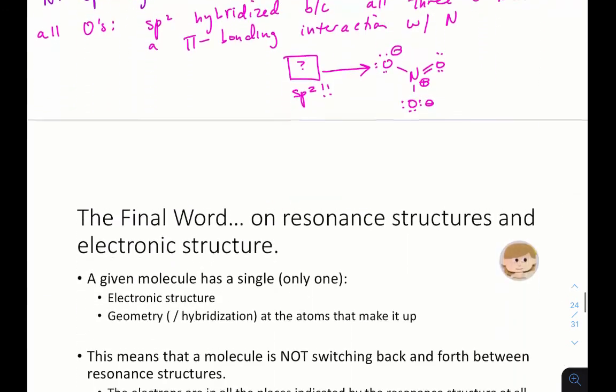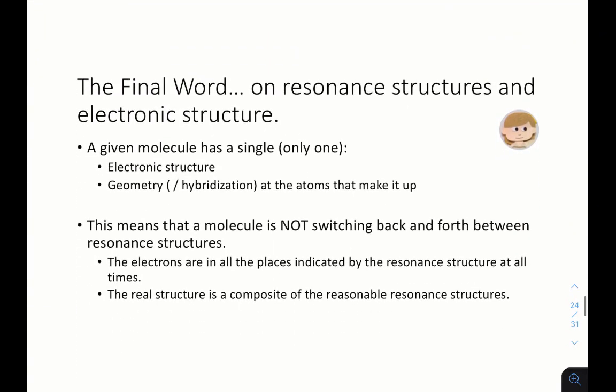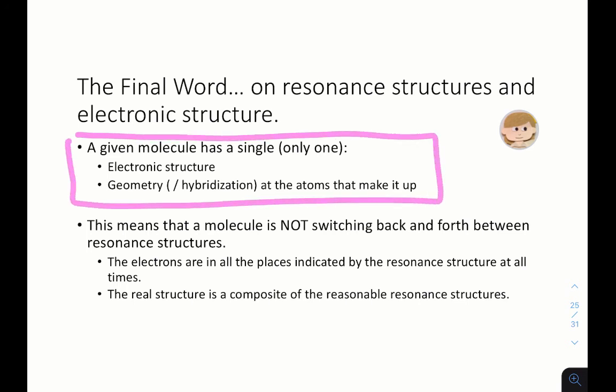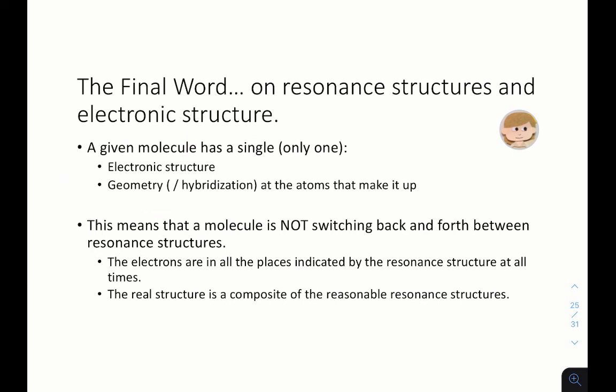Here is the bottom line, the final word on resonance structures and electronic structure, just meaning where the electrons are for a given molecule. And here I even have my little picture that tells you how important it is. A given molecule has a single, only one electronic structure. Thus, it has only one geometry or hybridization at the atoms that make it up. The atoms are not switching back and forth between trigonal planar and tetrahedral. They have one single geometry.